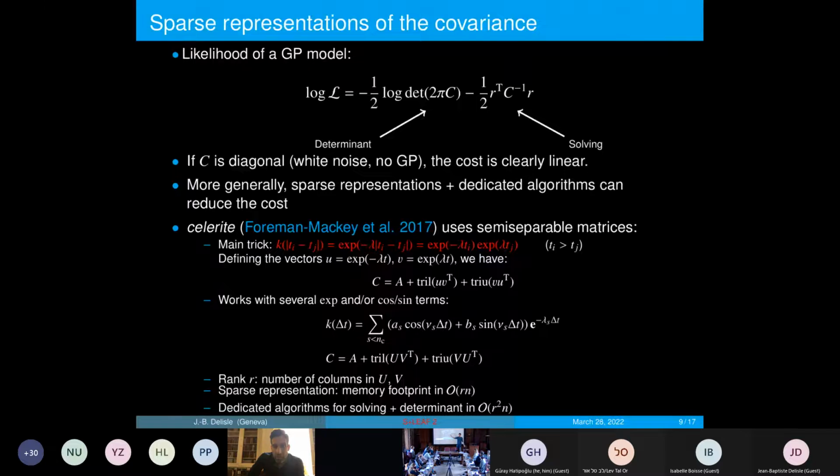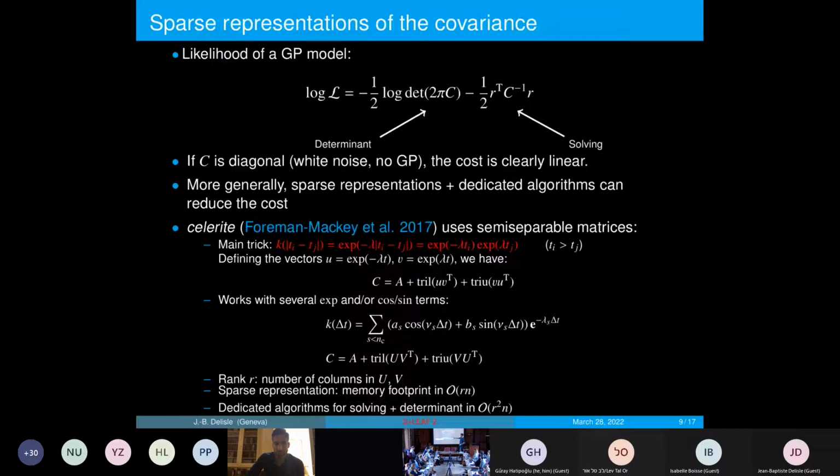So the idea in Celerite is that you never work with the full covariance matrix, but you always work with those vectors. So you have three vectors, the diagonal, u and v, of size n. It's a sparse representation of the covariance matrix, and you have dedicated algorithms that directly work with this representation to compute the likelihood. And so you have a linear cost of evaluating the likelihood.